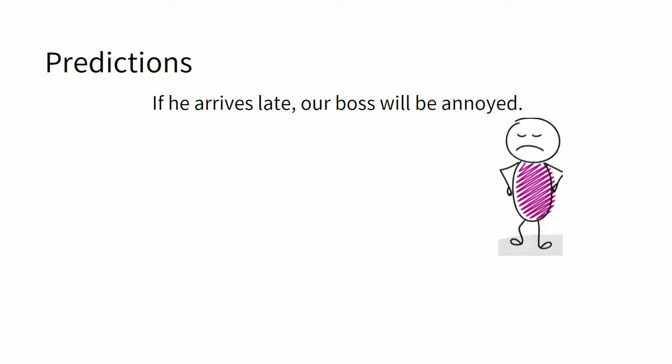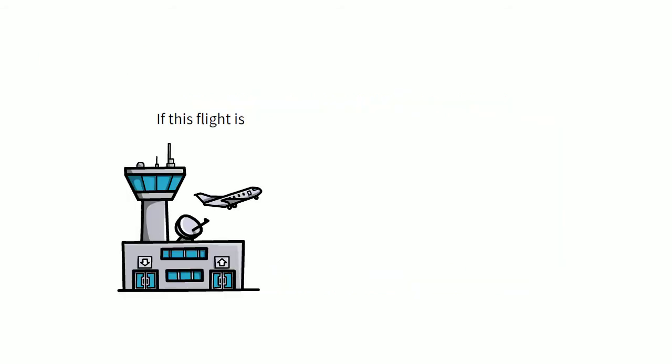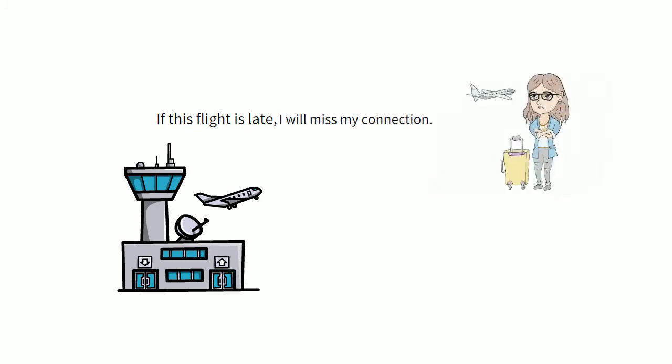An example sentence of a prediction, if he arrives late, our boss will be annoyed. Remember, in conditional sentences, you can flip the clauses and the meaning of the sentence remains the same. So, we can say, if he arrives late, our boss will be annoyed. Or we can say, our boss will be annoyed if he arrives late. Another example of a prediction, if this flight is late, I will miss my connection. Let's flip it. I will miss my connection if this flight is late.